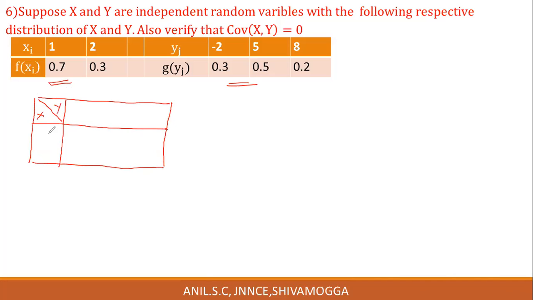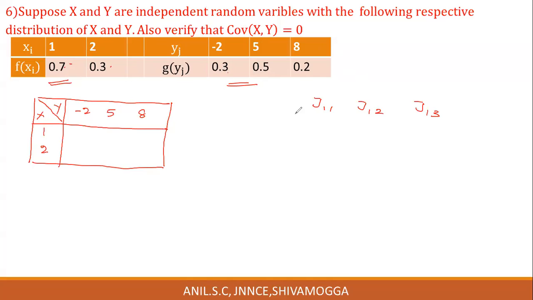Here x takes two values, 1 and 2, and y takes three values, minus 2, 5, and 8. These are the values attained by y. And it is given that x and y are independent random variables. Therefore, 0.7 into 0.3 must be J11. 0.7 into 0.5 must be J12. 0.7 into 0.2 must be J13. This will constitute the first row.